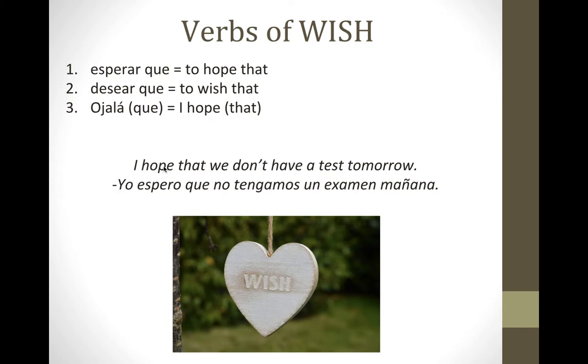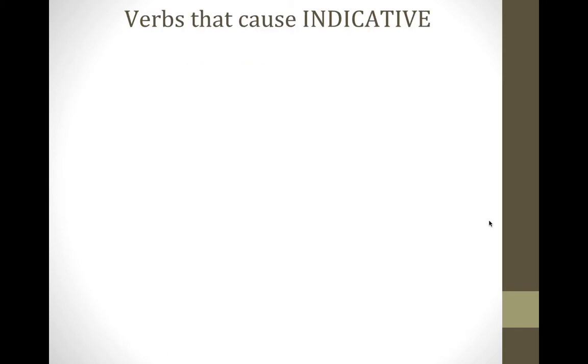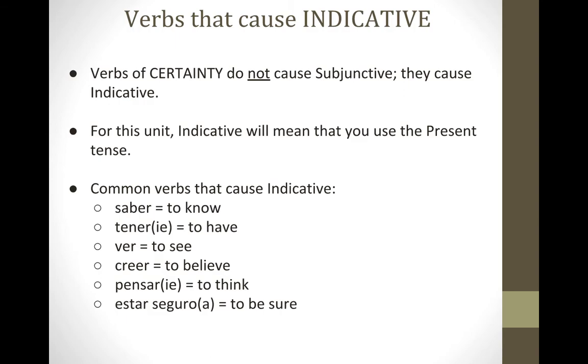Okay, here's our main clause verb, I hope. Okay, that is a weird verb. There's a change in subject, I to we, so I need subjunctive here in the subordinate clause. I would get, yo espero que no tengamos un examen mañana. Okay?